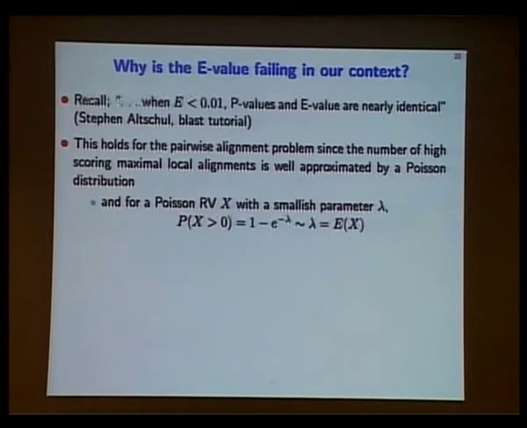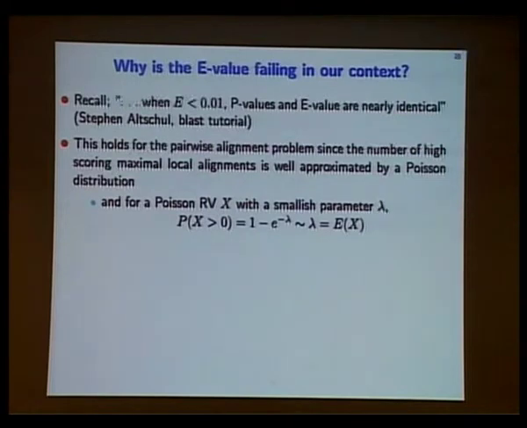So if you ask how many alignments will score above a certain threshold, if that threshold is high enough, that's distributed according to a Poisson distribution. And for a Poisson random variable, the probability that the variable is greater than 0 is given by 1 minus e to the minus lambda. For smallish lambda, that's the same as lambda, which of course is the expected value of the Poisson. So for a Poisson random variable, the e-value and the p-value are roughly the same when lambda is small. That's why the e-value works so well for the BLAST case.